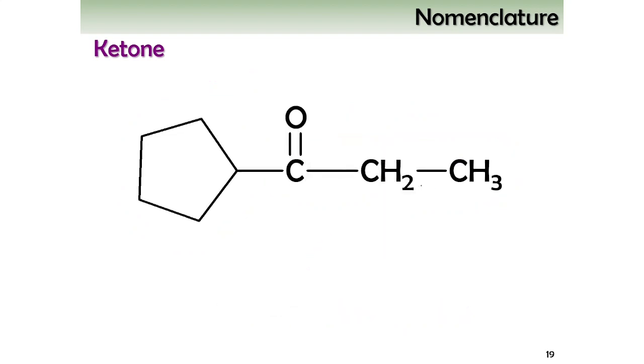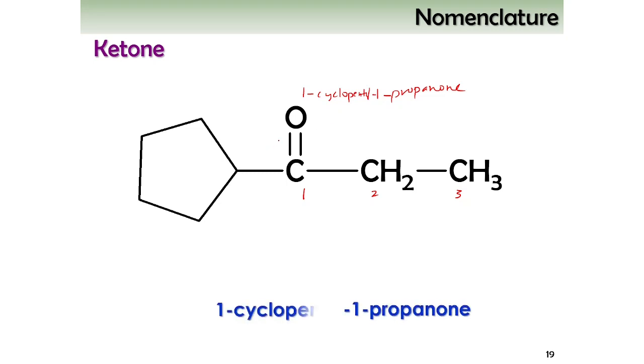Okay, what about this one? This is carbon number 1, carbon number 2, carbon number 3, and this one is still propanone, 1-propanone. Carbon number 1, and this is also cyclopentyl. 1-cyclopentyl-1-propanone.